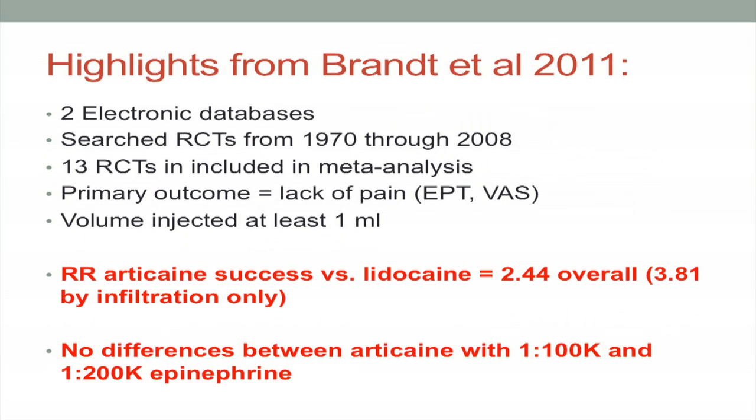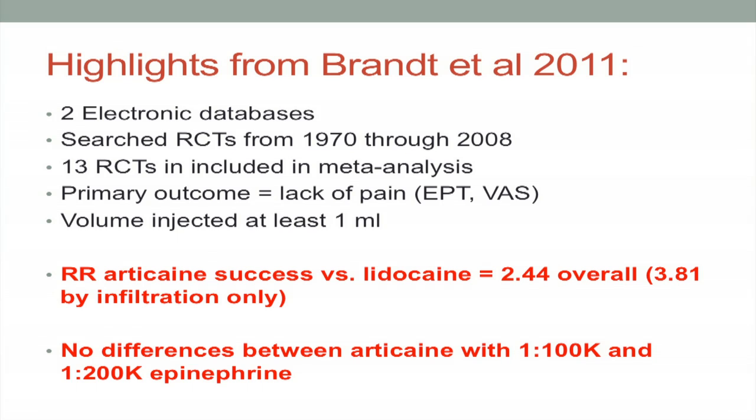Let's consider the methodology used by the authors and the results they obtained. They searched 2 electronic databases and searched randomized controlled trials from 1970 through 2008. There were 13 randomized controlled trials included in the statistical meta-analysis, and the primary outcome was the lack of pain following electric pulp testing or patient scoring using a visual analog scale. The volume injected was at least 1 milliliter.